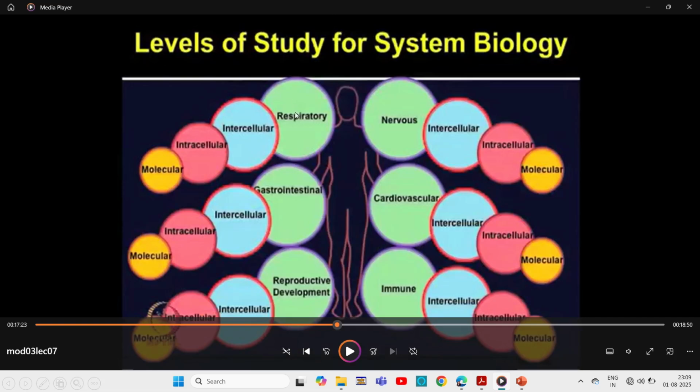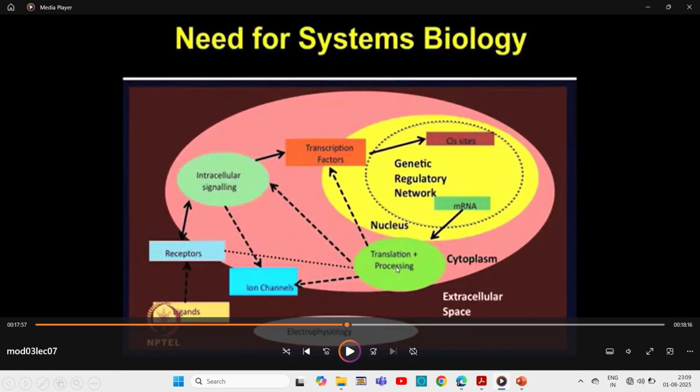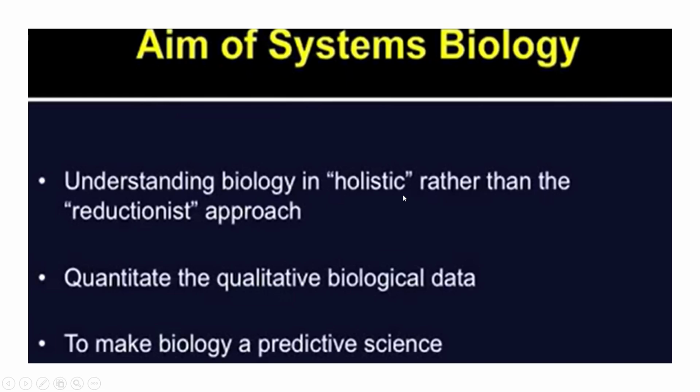So levels, different systems basically: respiratory system, gastrointestinal system, reproductive system, immune, cardiovascular system. So broadly they can be divided into these systems, and inside the system we will obviously include all of these things, because every system will have cells involved in it, and every cell will have its genetic, its transcriptomic nature, its intercellular signaling nature, how protein is happening, translation processing nature, how it is coming out, and how it is interacting with the other cells, everything. So that's how complex system biology is.